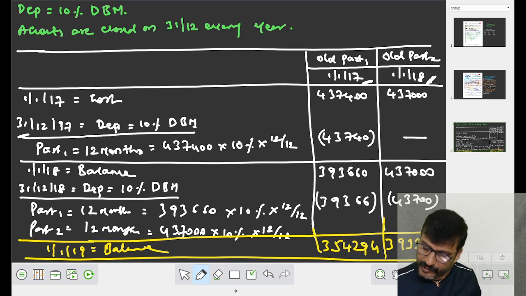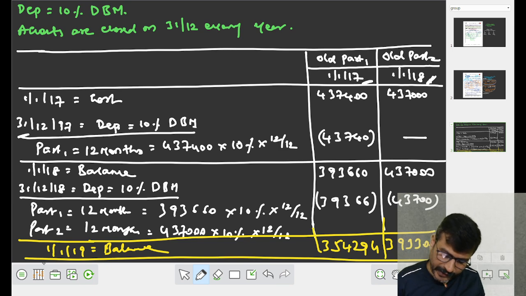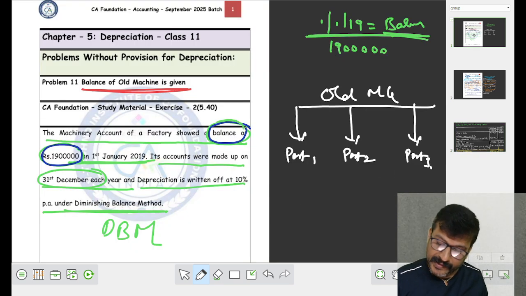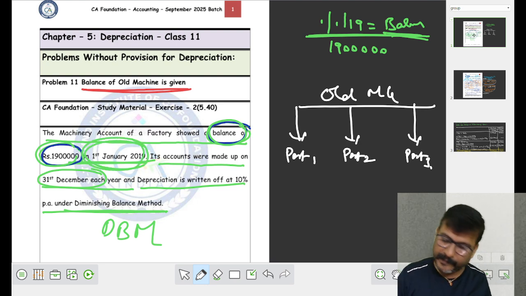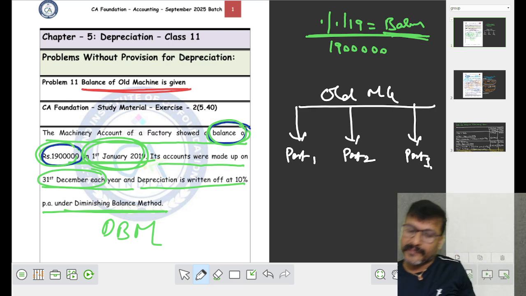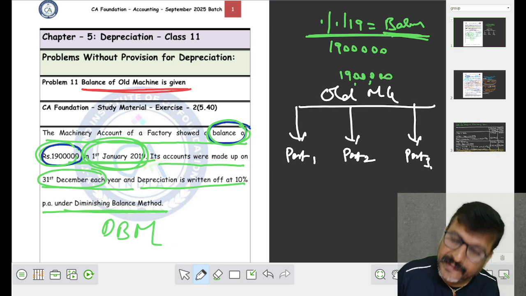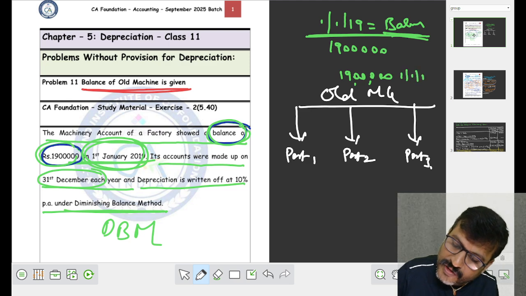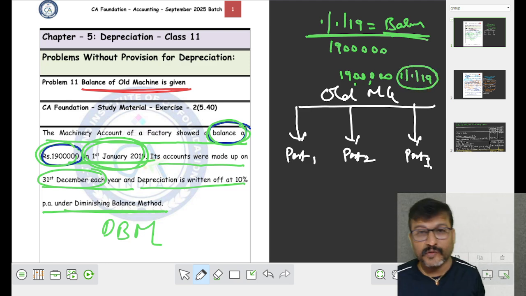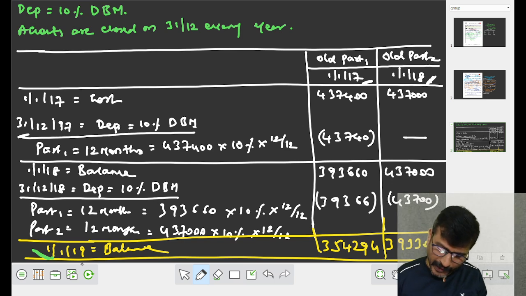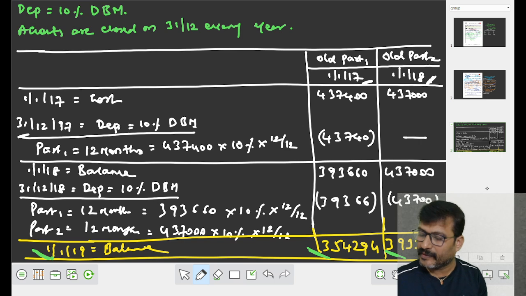Now, see, the balance is given on when? What balance did you get, my dear student? Please see once here carefully. It is a balance on January 19, right? Go back to your earlier thing. The balance is given on 1st January 19. Did you get it? Now I tell you the old balance. The old balance is how much? 19 lakh, on 1st January 19. Okay. Now you got balance on January 19, 3,54,294, 3,93,300. Now let me move on.